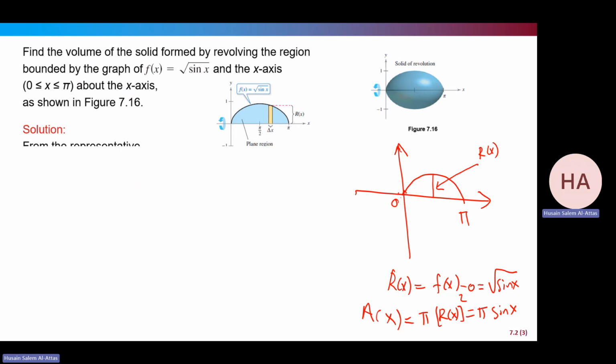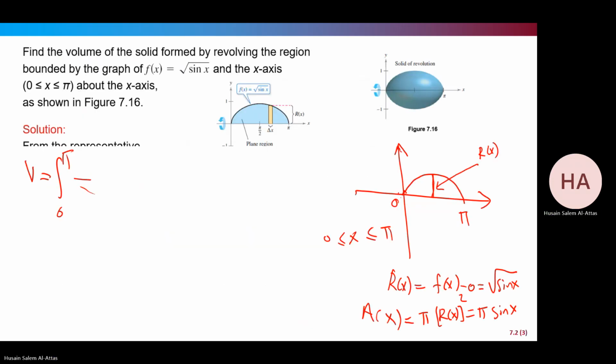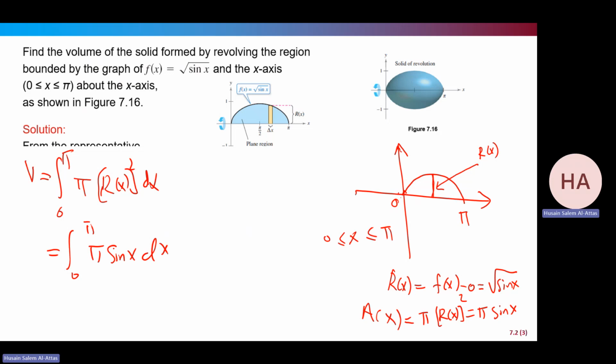The limits of integration are very clear because I have this line. I'll make it everywhere. So I'm going from 0 to pi. Then I have the volume. The volume will be the integral from 0 to pi of pi r squared. I'm doing this one in details. Pi r of x squared dx, which is what? Integral from 0 to pi of pi sine x dx.